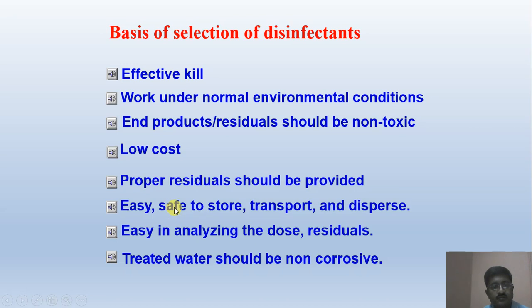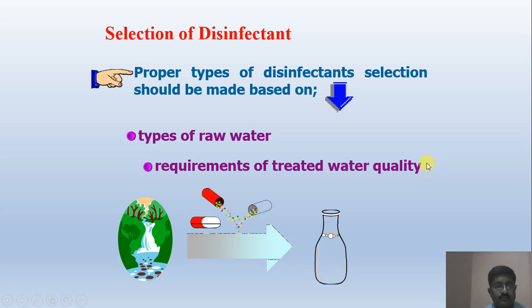Then it should be easy and safe to store, transport and dispose. This is also an important part of any disinfection. Then it should be easy to analyze the dose and residual. It should not be complicated, because when you are deciding the dose of a disinfectant, that should be easy. Treated water should be non-corrosive. So the tap water that consumers are receiving should not be corrosive.